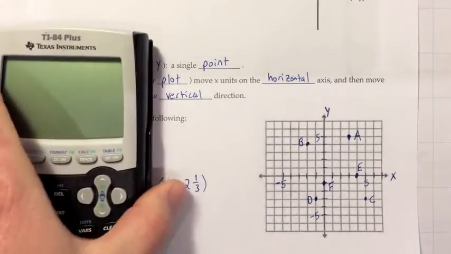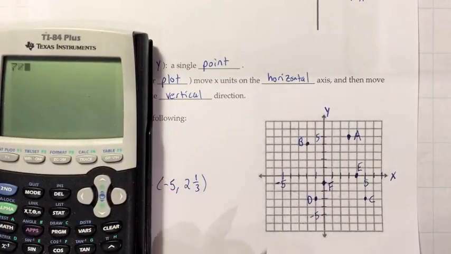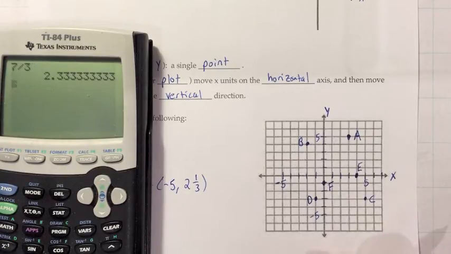Another way to do it would be to just go to the calculator and do 7 divided by 3 and get a decimal, 2.33. Either way, just want to have an idea of roughly where that is.